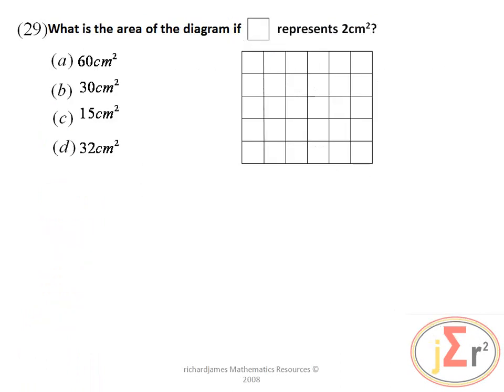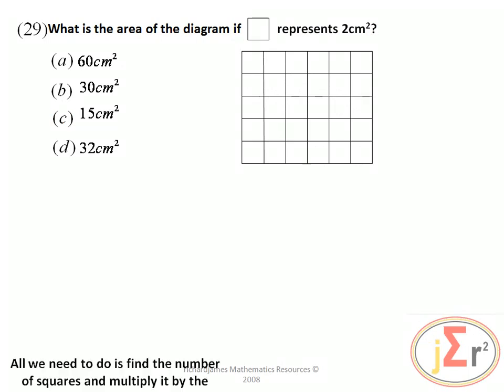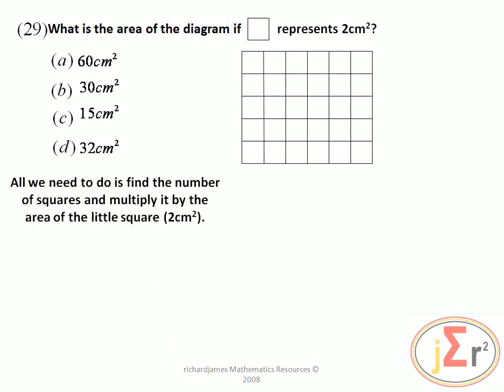What is the area of the diagram if each little rectangle represents 2 centimeters squared? All we need to do is find the number of squares and multiply it by the area of the little square. And what is the area of the little square? 2 centimeters squared.